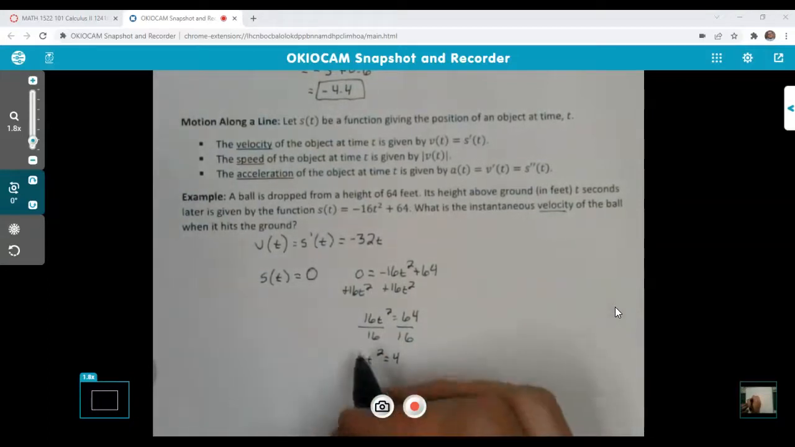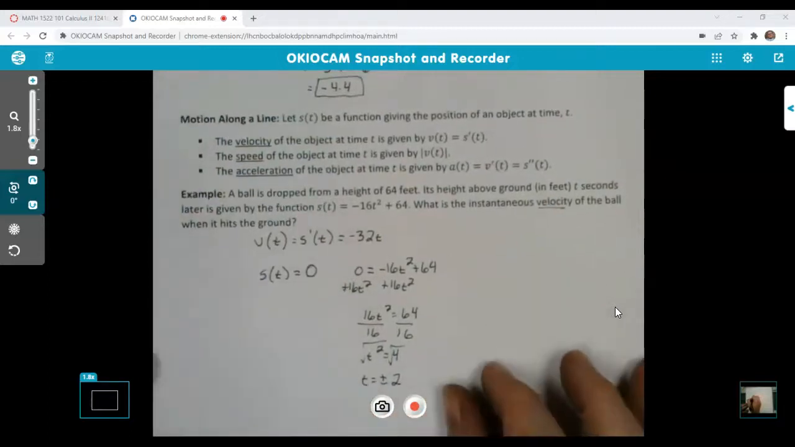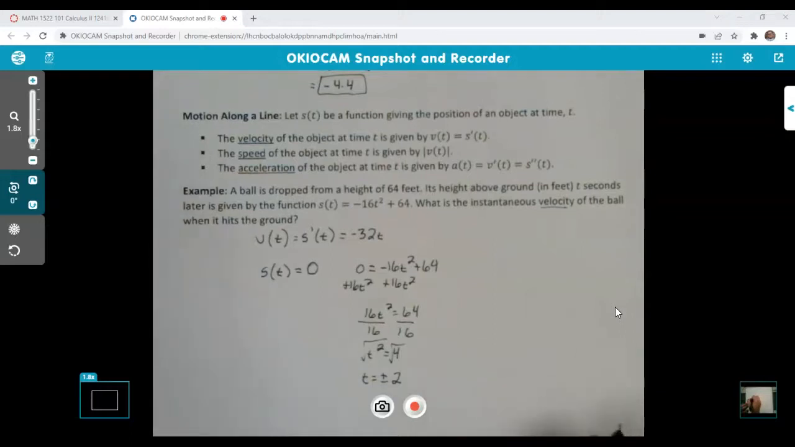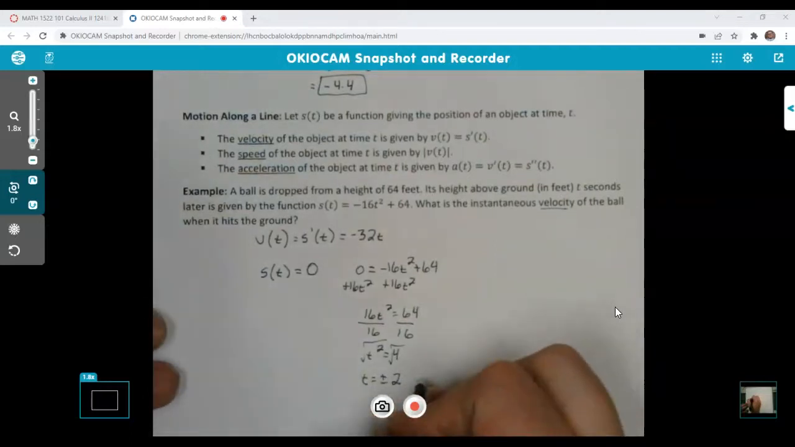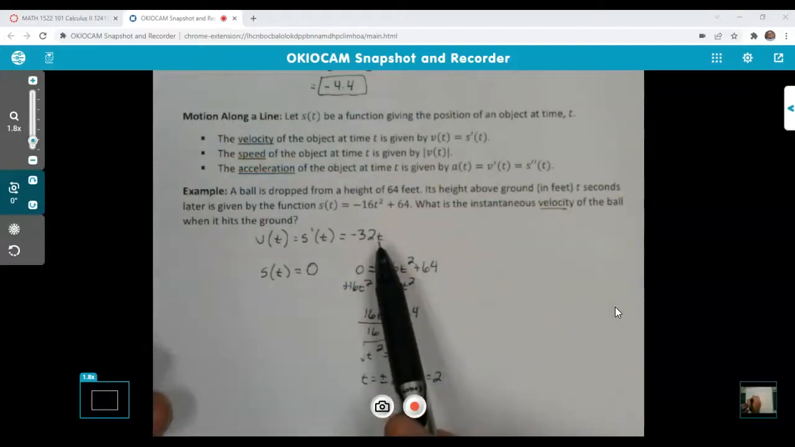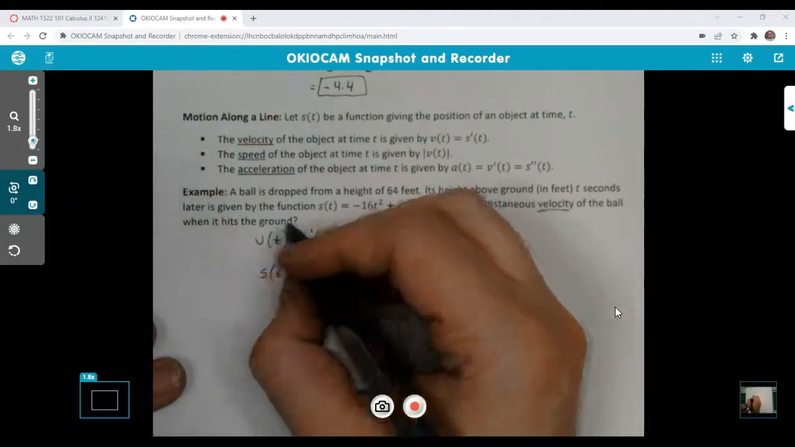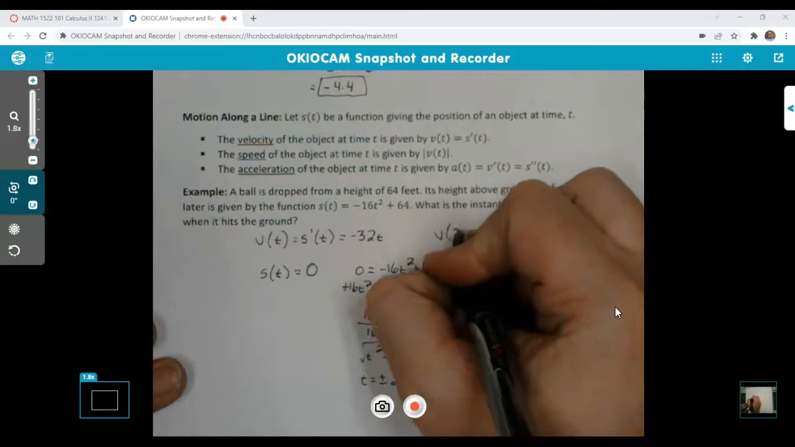Since I have t squared, I can find t by taking the square root. And I get t is equal to plus or minus 2. However, since these are all times, I'm only going to deal with the positive one. So my time is going to be equal to 2. So at time equals 2 is when the ball is going to hit the ground. So if I want the velocity at the point in time whenever it hits the ground, I'm going to plug 2 in for t into my v of t. Again, it's asking for the velocity when it hits the ground. I now know that means they want v of 2.